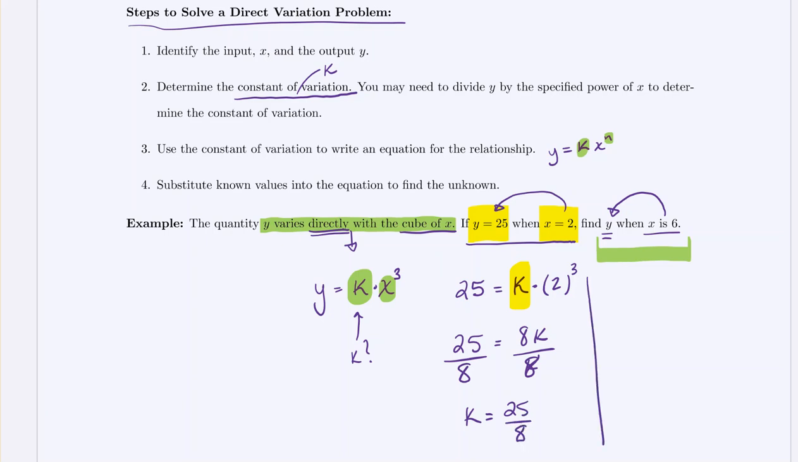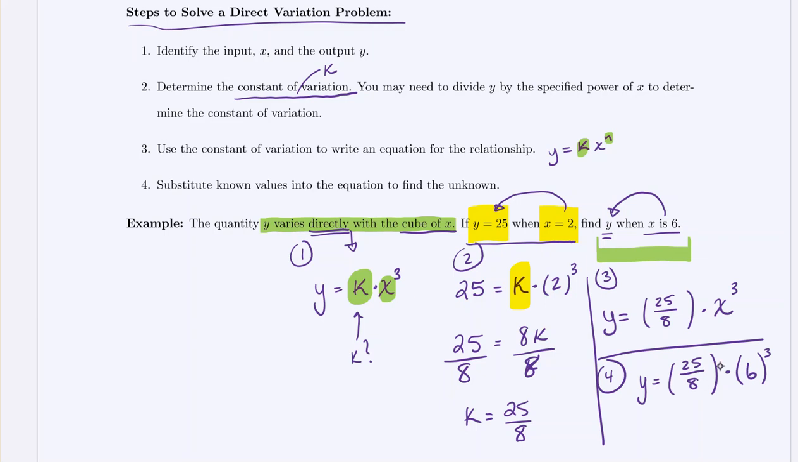Now we can use this. This was our step 1, we identified the input and output. Step 2, we solved to find the constant of variation. Step 3, let's write the equation. So y in this case is specifically 25 over 8 times x cubed. Then step 4 is to substitute the known values. Our known value is x is 6, into the equation, and find the unknown. Simplifying this with our calculator, we get y equals 675 when x takes on the value 6.